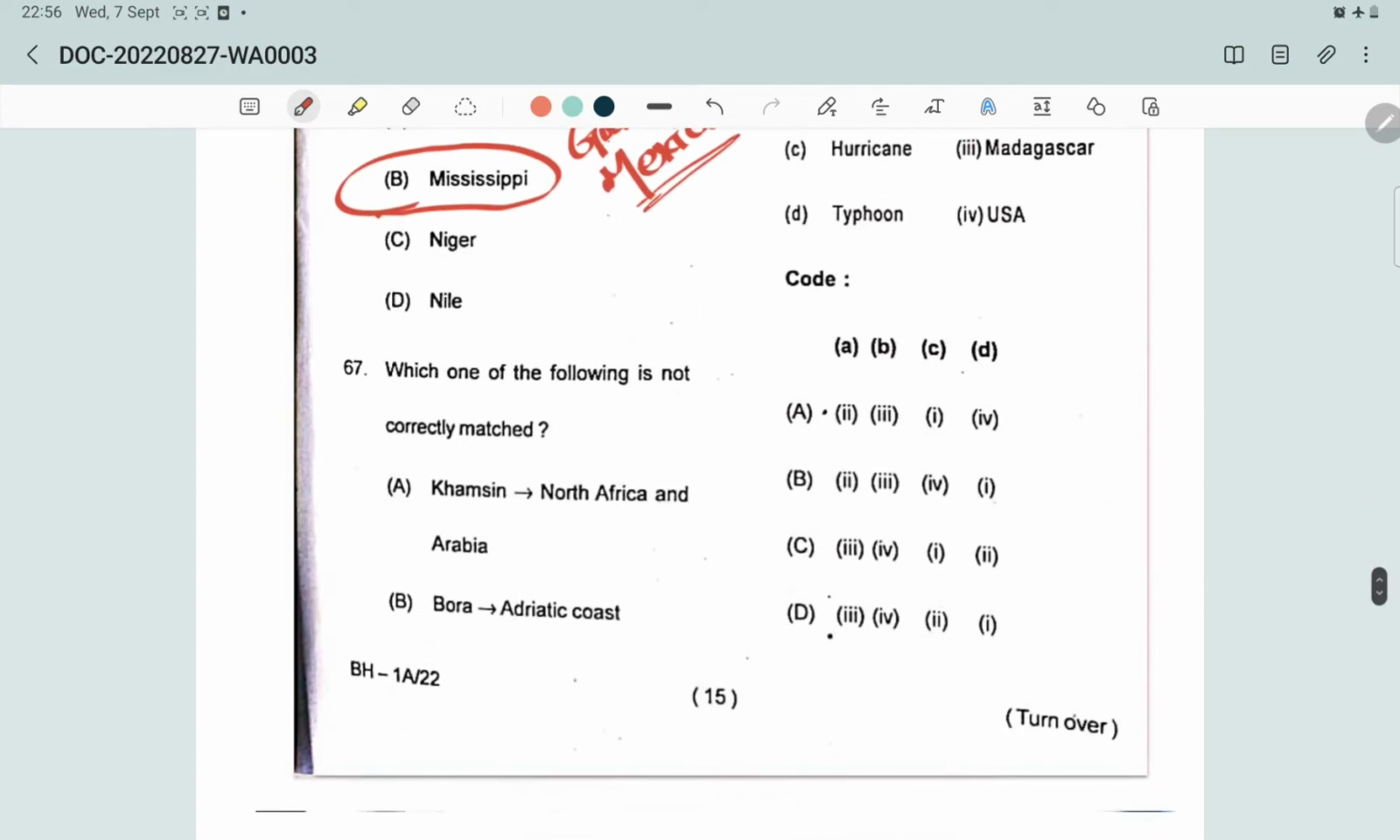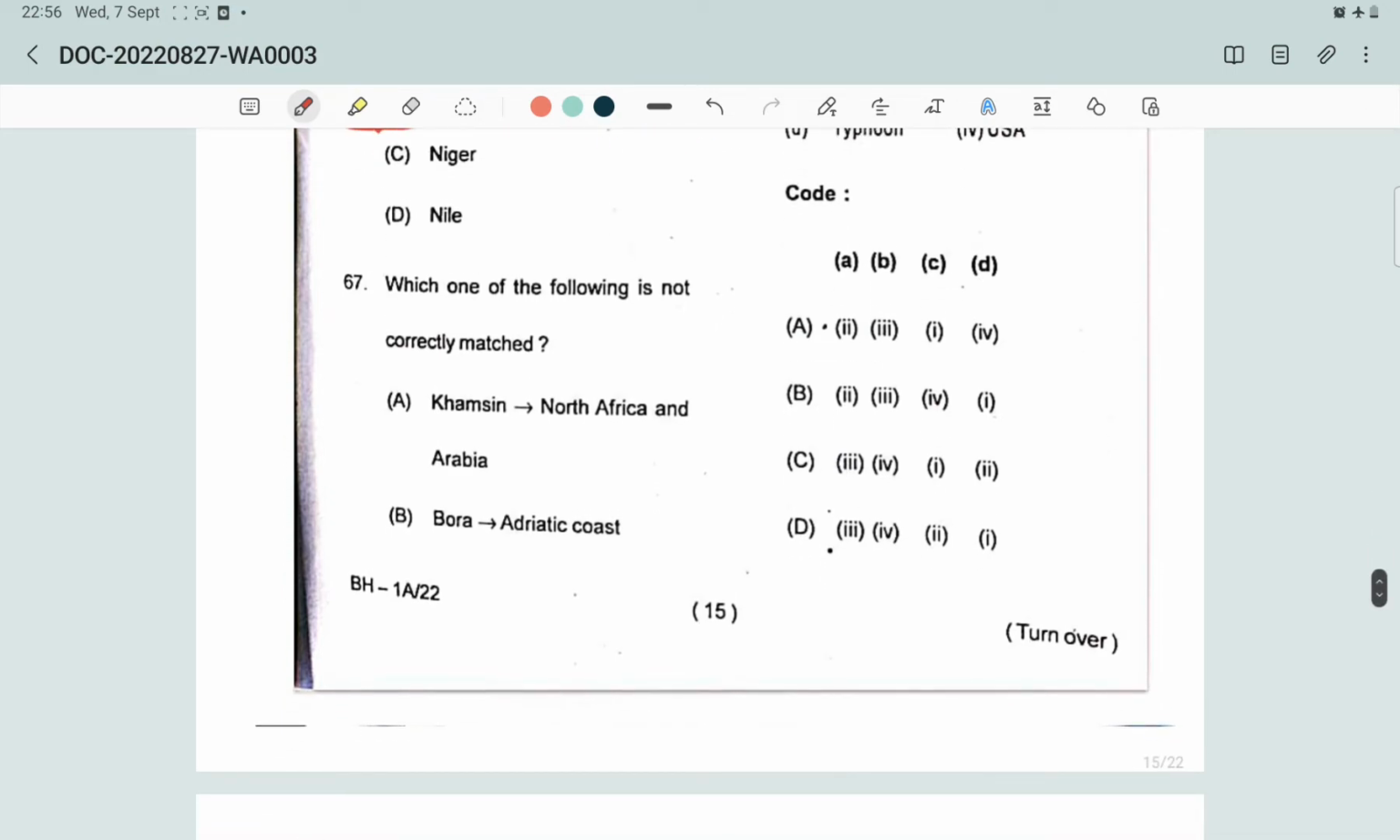Next question. Which one of the following is not correctly matched? Let's check the pairs one by one. First pair is the Khamsin, North Africa and Arabia. What is Khamsin? It is the hot, dry, dusty wind in North Africa and the Arabian Peninsula that blows from the south or southeast in late winter and early spring. So it is correctly matched.